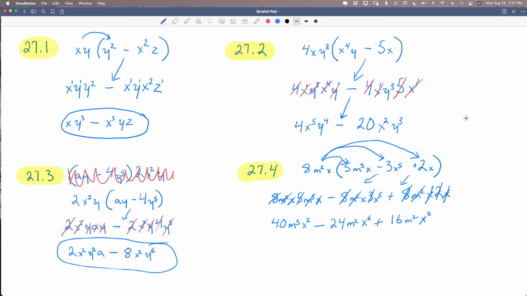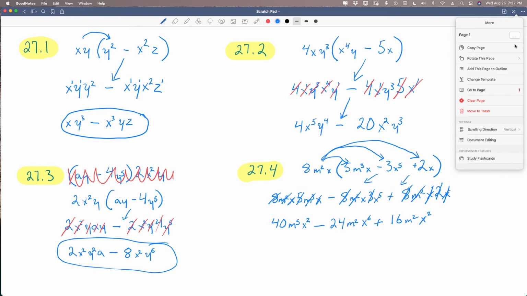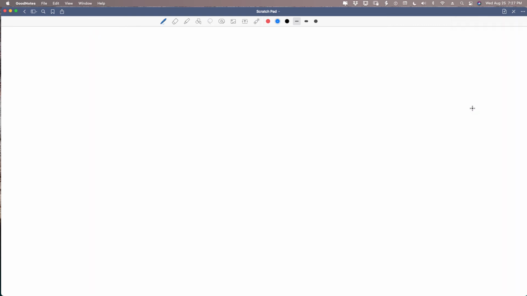All right, if you need to take notes, do so now. I'm going to pause, or you can pause. I'm going to clear the page and move on to the second part of lesson 27. All right, we are in simplifying decimal equations.